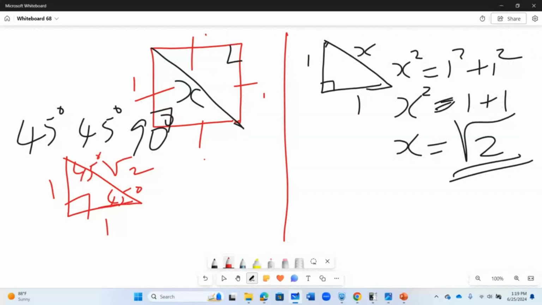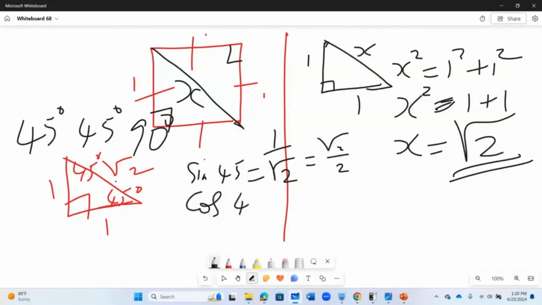So let's go ahead and find the 6 trig ratios. Sine of 45, by SOHCAHTOA, is opposite over hypotenuse. Opposite to 45 over hypotenuse is 1 over root 2, but you are not allowed to write it this way, so you rewrite it as root 2 over 2. Now cosine of 45 degrees is adjacent over hypotenuse. It is 1 over root 2.